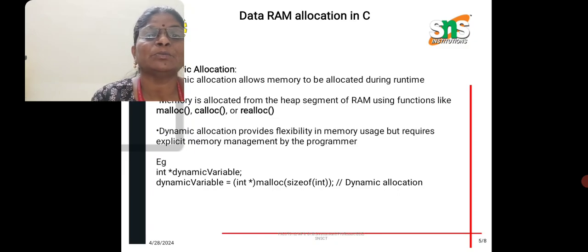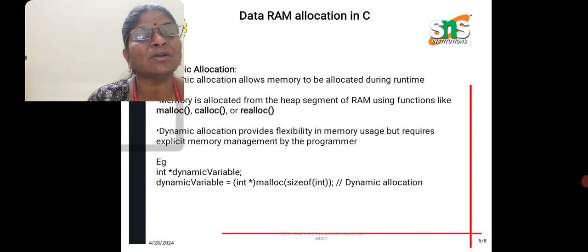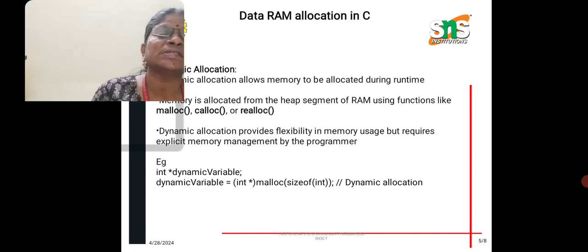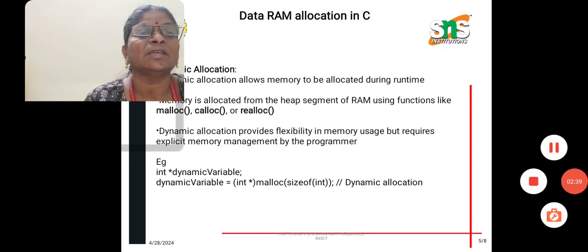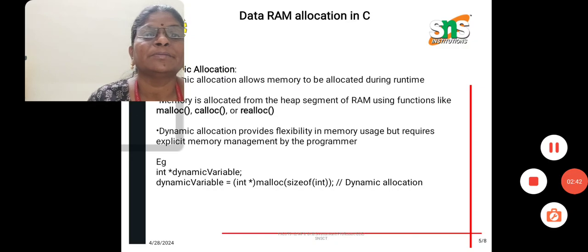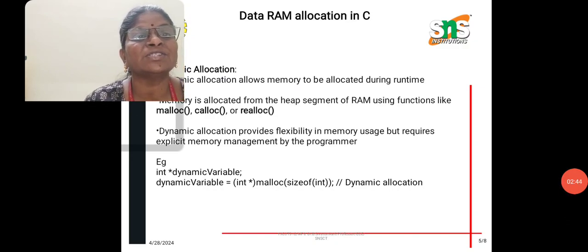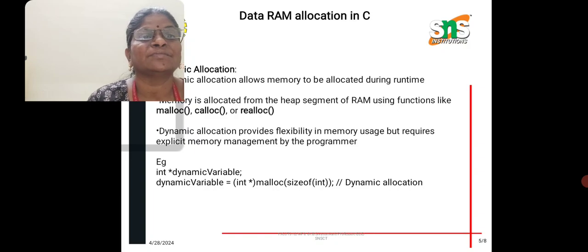For example, we can write int star dynamic variable. So the dynamic variable here is an integer. It may be malloc and sizeof int, for dynamic allocation. So this is how we define the dynamic allocation in three parts: malloc, calloc and realloc. That is memory allocation, contiguous allocation and reallocation.